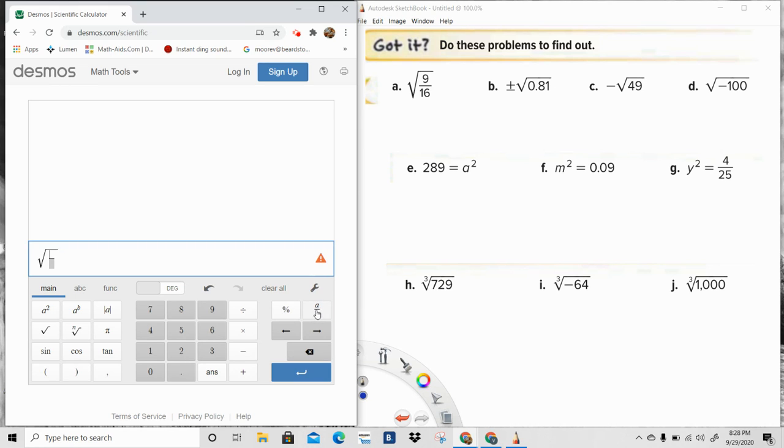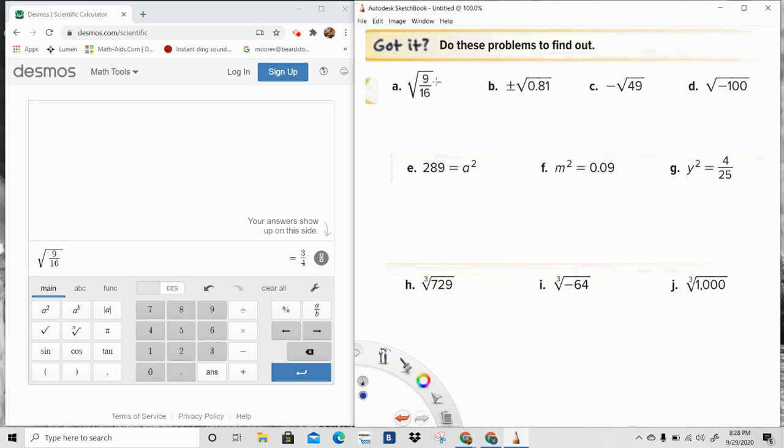Then we'll do our fraction button. Oh, there we go. We've got it. So on the top, we need a 9. And on the bottom, we need a 16. Now, as you can see, your answer is shown over here as a decimal, but if you would like it as a fraction, which I would prefer you write it as a fraction, then you want to click this little button over here with the fraction symbol there. And voila, it tells us that the answer for A is 3/4.